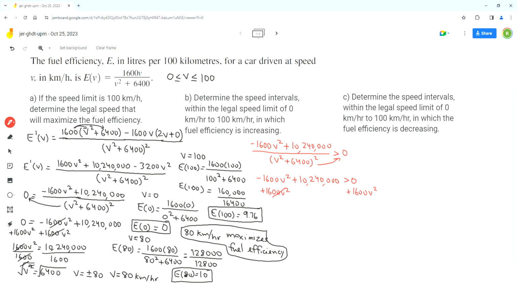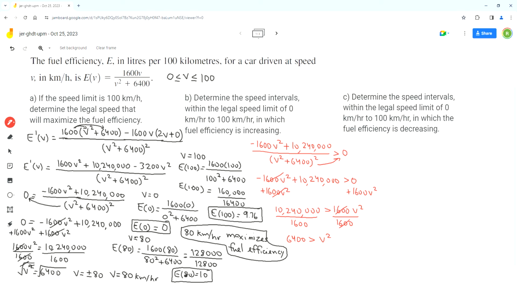So the 1600 V square on the left side will cancel each other out, and 10 million is greater than 1600 V square. Now we can divide both sides by 1600. So the 1600s on the right side will cancel each other out, and on the left side we'll get 6400 is greater than V squared.